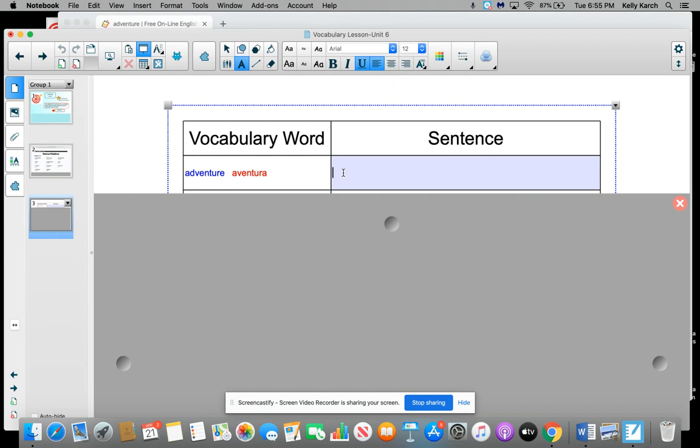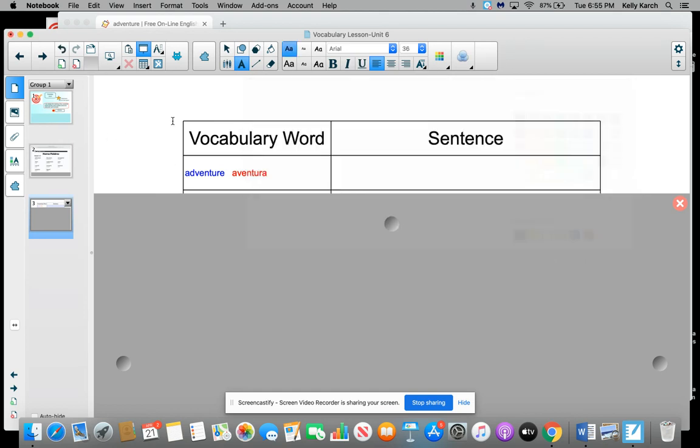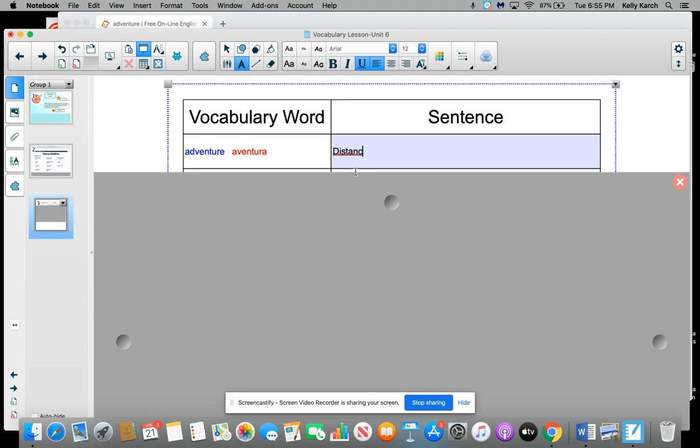And now that I have a pretty good understanding of what the word means, I can go ahead and use the word in a sentence. So the sentence that I used in the example for the lesson is that distance learning is a new adventure. It's certainly a journey. I don't know if it's dangerous, but it's exciting.